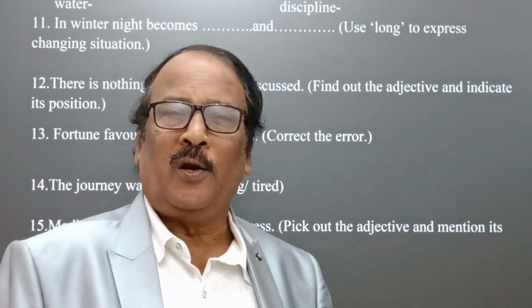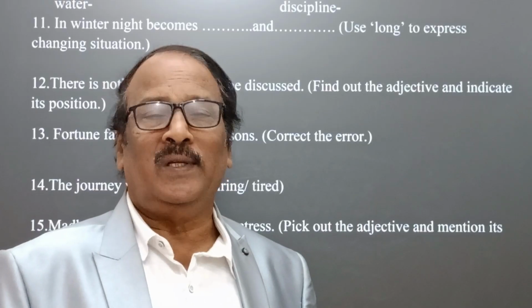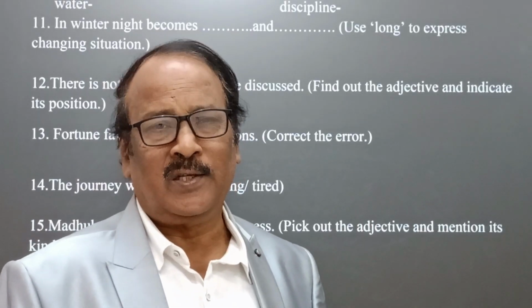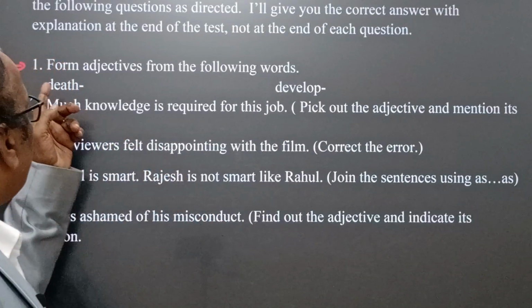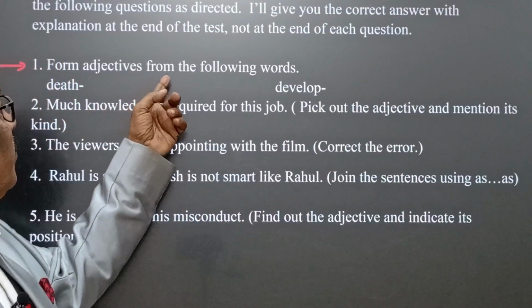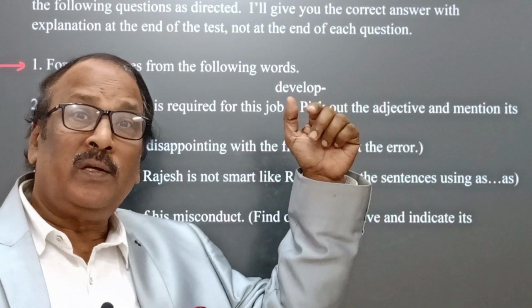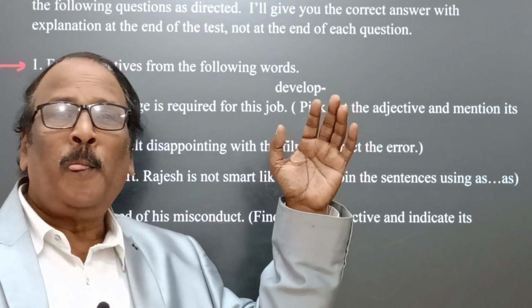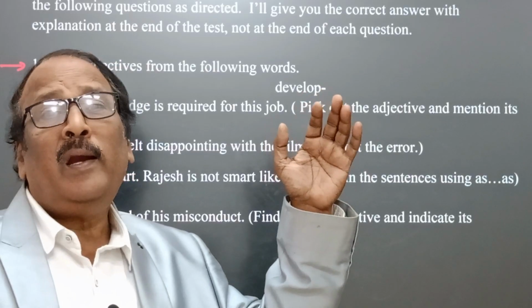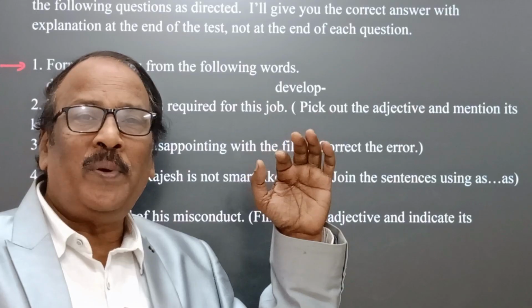My dear students, it is now my turn to help you in answering the questions with suitable explanation. Then let's start. Now come to the first question. Form adjectives from the following words. As we have discussed earlier, many adjectives are formed out of nouns, verbs and even adjectives using suitable suffixes.